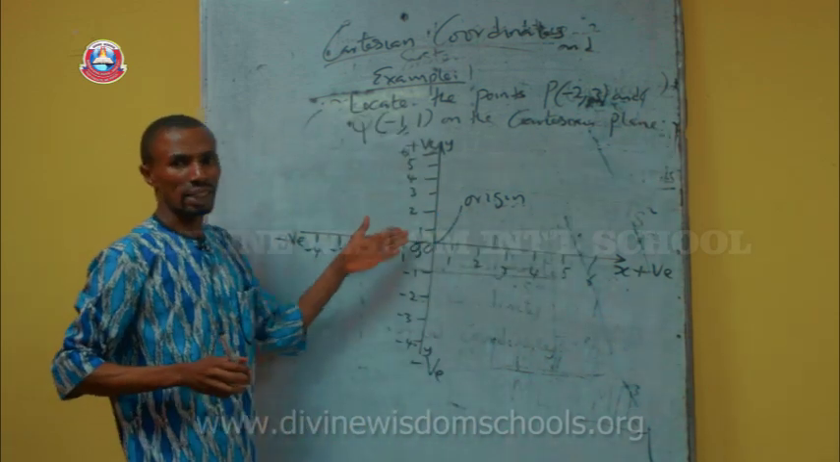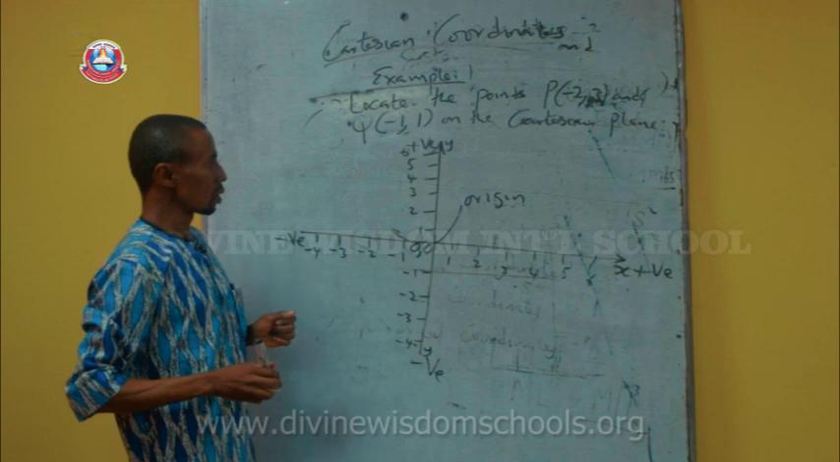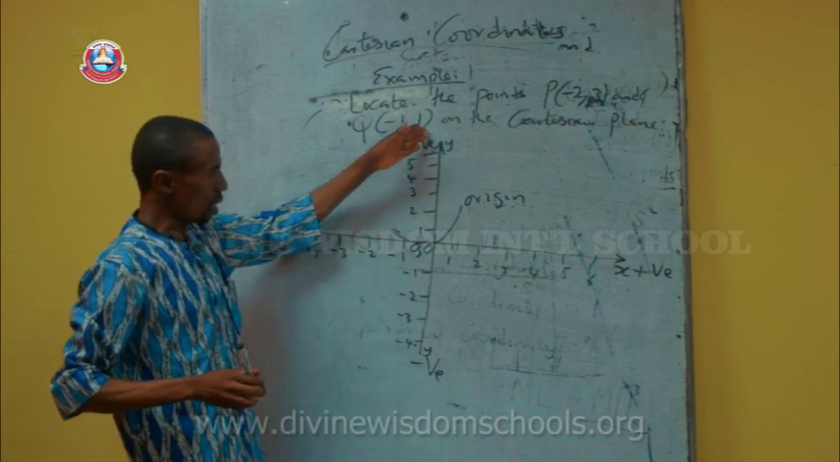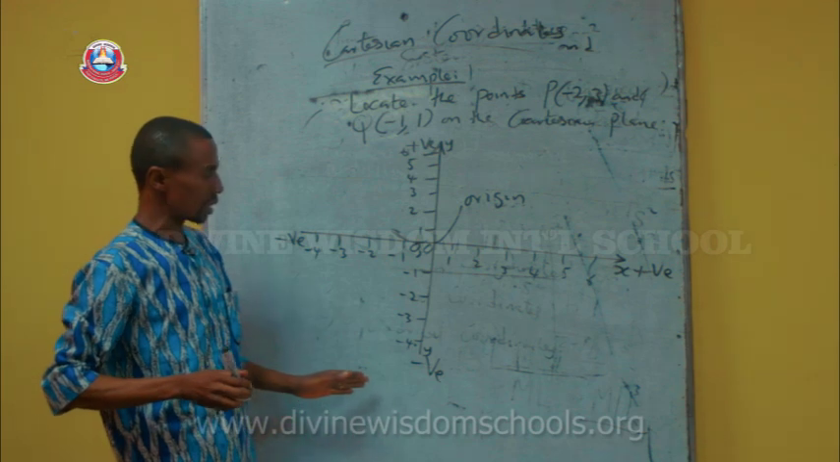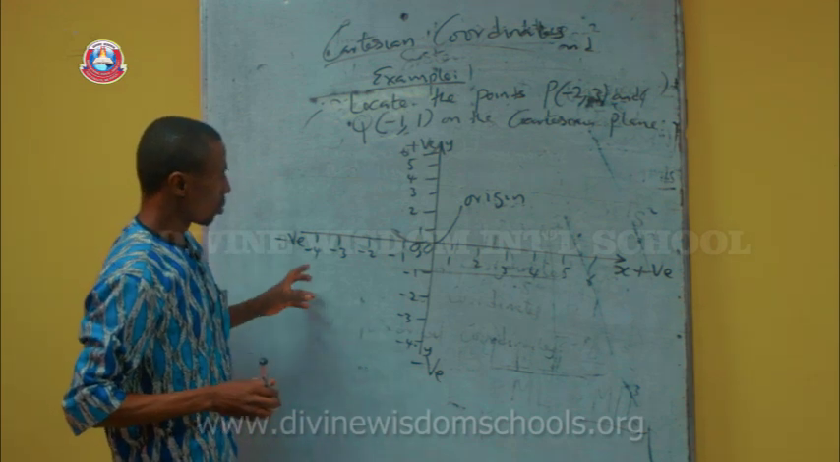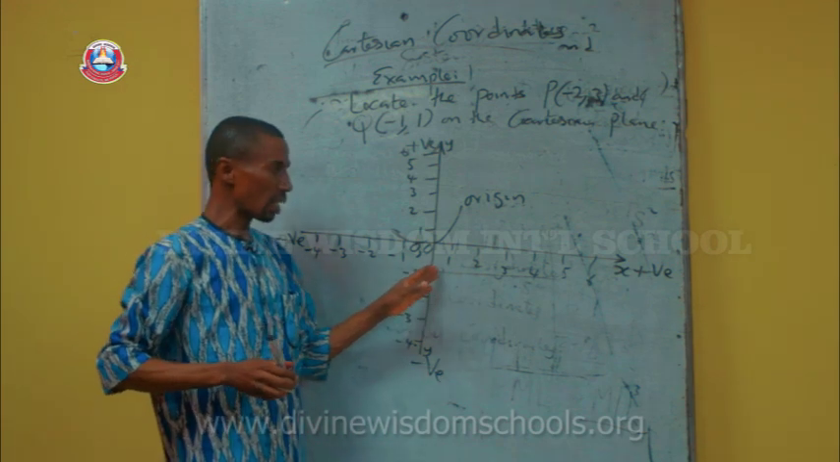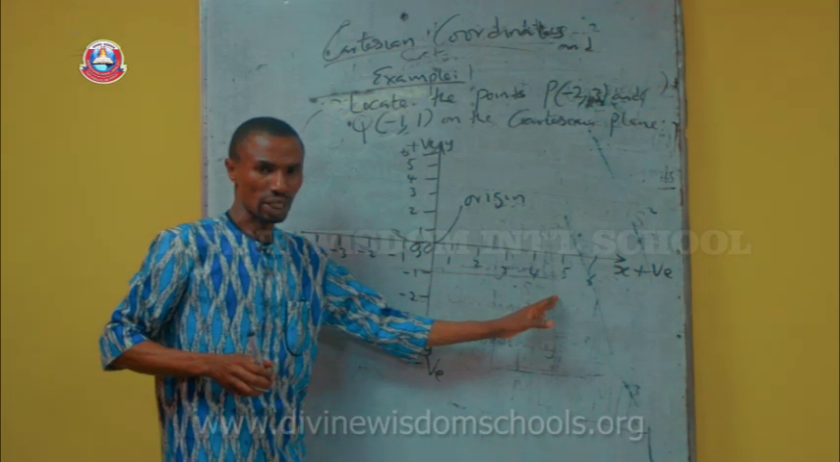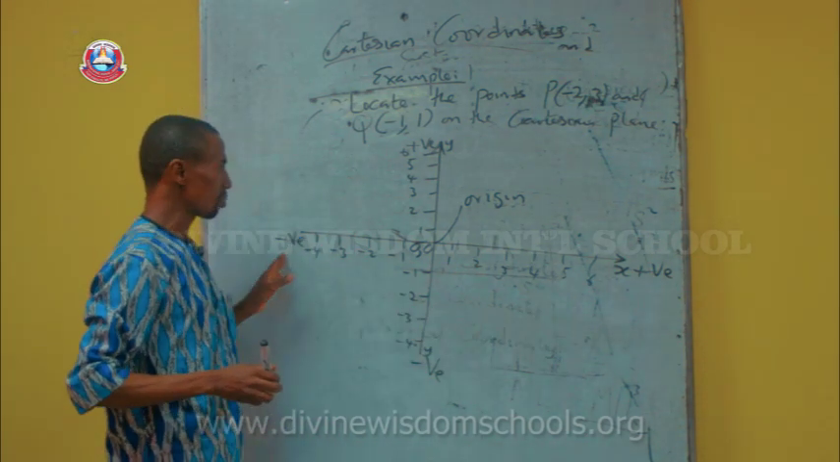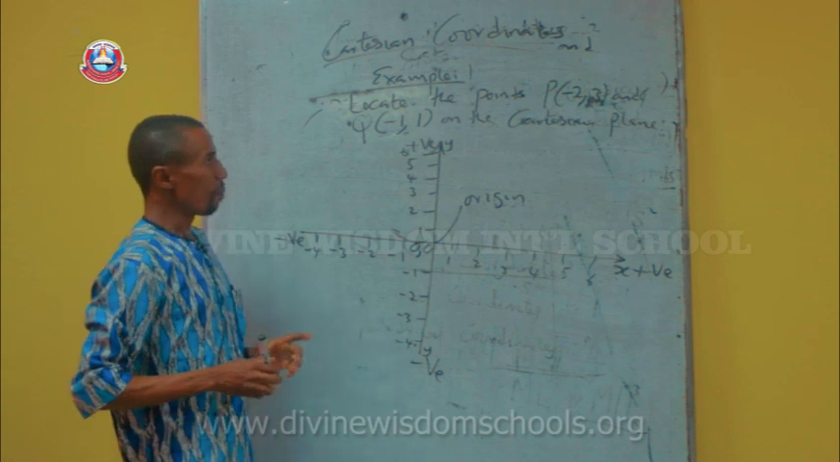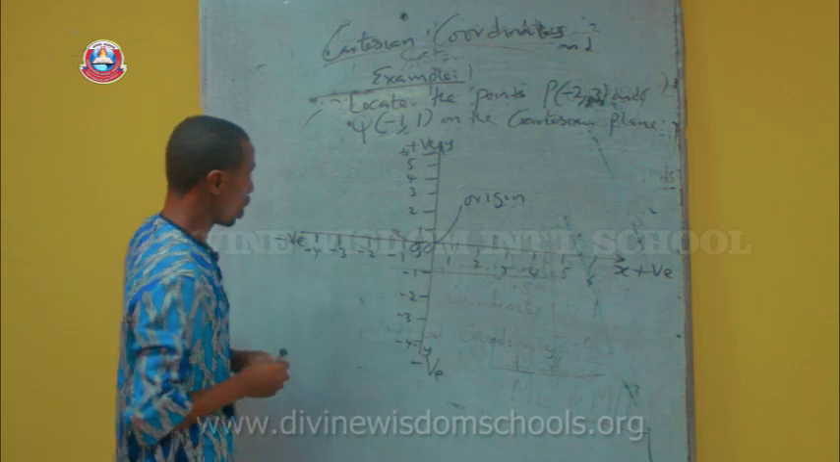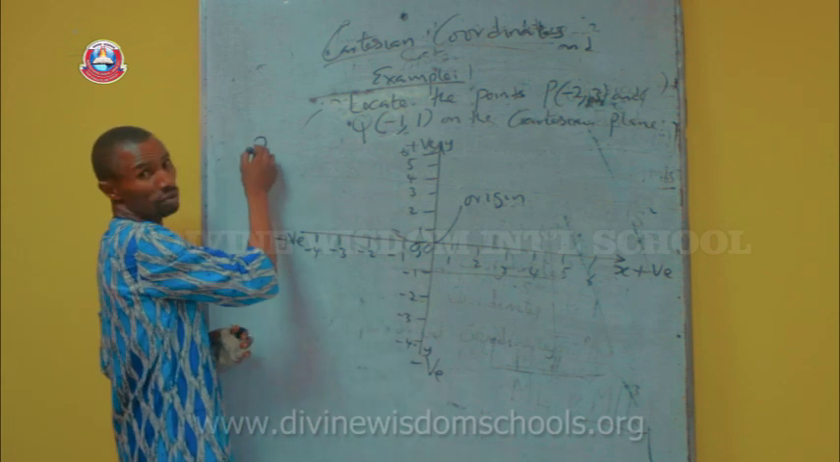Already we have our Cartesian plane before us. So the first thing is to draw either the x-axis or the y-axis. Thereafter, we number the axis. We number the x-axis, which is the positive direction, the negative direction, and the positive of y and the negative of y. Based on the quantities given to us, we have P.